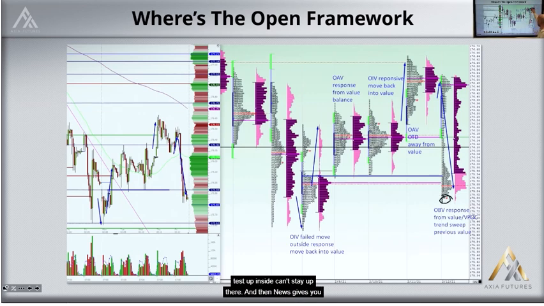Open below value, test up inside, can't stay up there, and then news gives you the double distribution away. Otherwise, this would probably have been a day where you get inside of value and stay inside of value. It's about having this framework of when you see where the open is, immediately you know where the points are that you need to be interested in, where you need to be asking yourself, what do I want to see or what do I expect to see at these points?